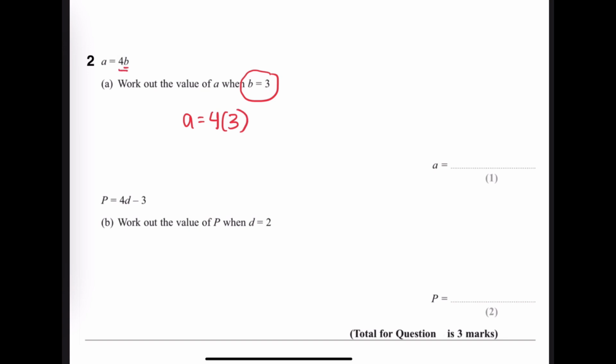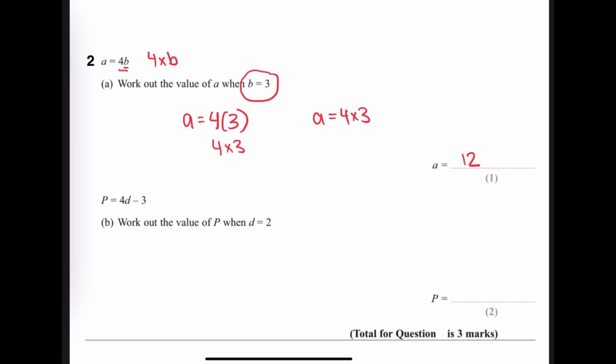Now, this means 4 times b. So we'll do the exact same with 3. This is just 4 times 3. So A equals 4 times 3, and therefore A equals 12. P equals 4d minus 3. B. Work out the value of P when d equals 2.